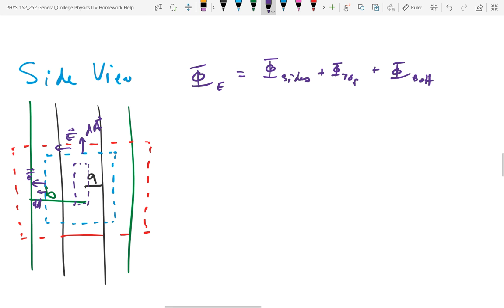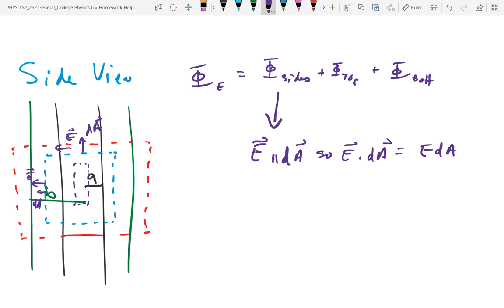So let's do the sides first. What's the relationship between the direction of the electric field and the area? Parallel. So E dot dA is equal to E dA. Based on our symmetry, the electric field has to be constant at a constant radius. So E is constant at constant radius.